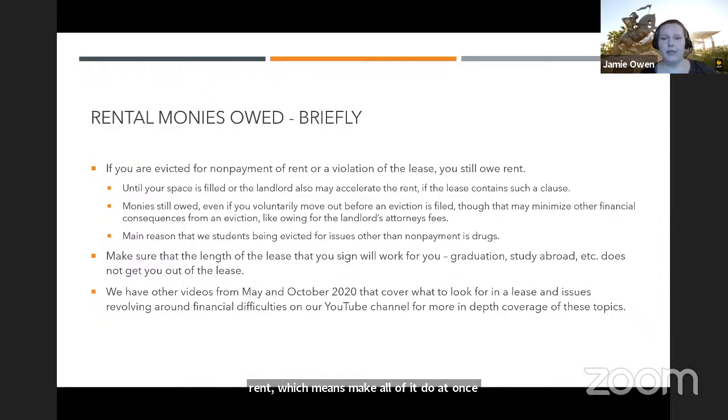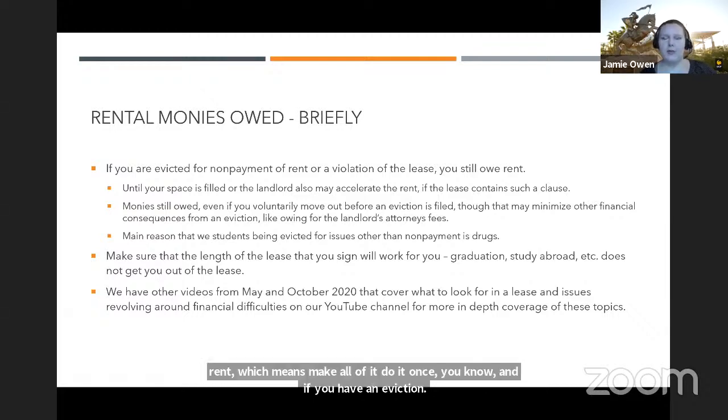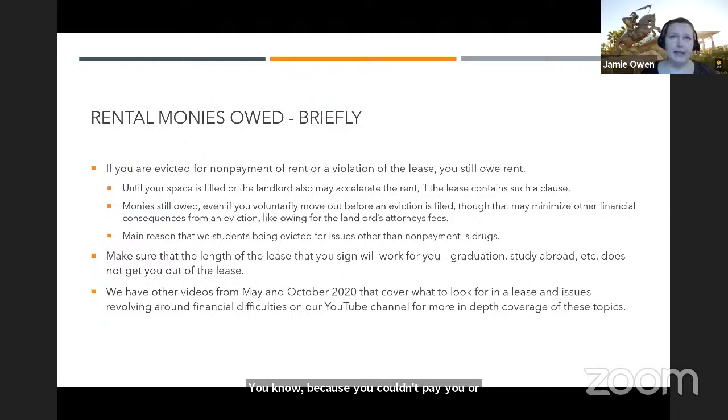And if you have an eviction because you couldn't pay, or if you've otherwise allegedly violated the lease, you can save yourself some money if you move out voluntarily before the eviction is filed. Because at that point you would owe attorney's fees typically, as well as court charges.